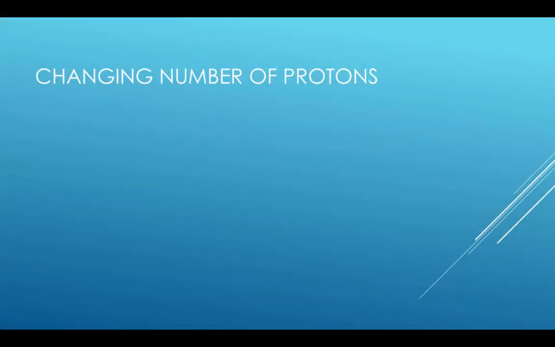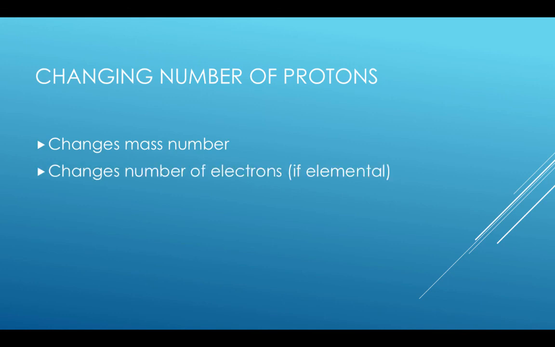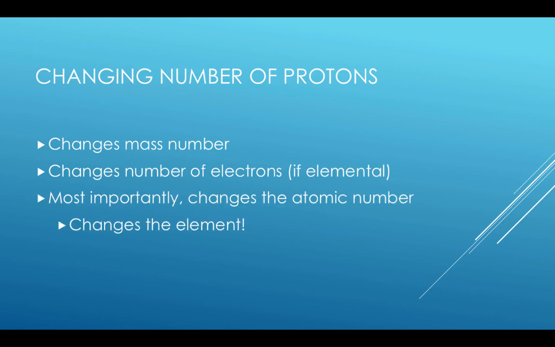In summary, changing the number of protons changes the mass of the atom, the mass number. It also changes the number of electrons if the atom is to remain neutral, but most importantly, the atomic number would change, making it a different element.